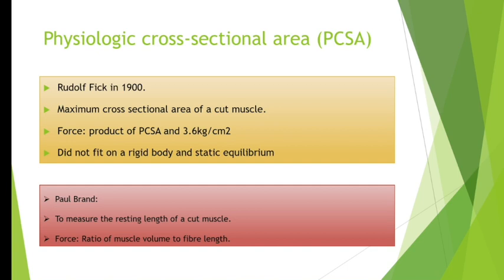To overcome this drawback, Paul Brand measured the resting length of a cut muscle. What he did was he cut the tendon at the musculotendinous junction and at the insertion and turned it around so that the muscle would get a parallelepiped or trapezoid shape, and then that resting muscle length was measured intramuscularly. Then the force was calculated by taking the ratio of the muscle volume to the fiber length which was measured.